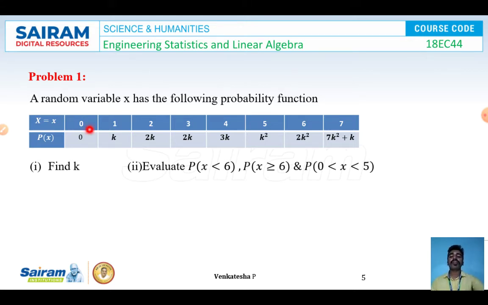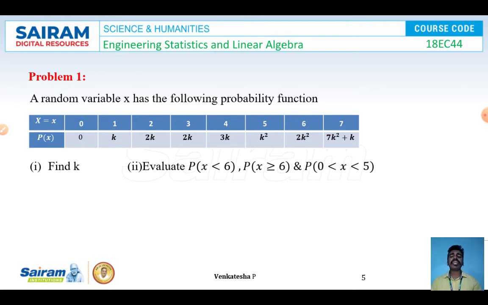At x is equal to 0, the value will be 0. At x is equal to 1, P of x will be k. At x is equal to 2, P of x will be 2k. At x is equal to 3, P of x will be 2k. At x is equal to 4, P of x will be 3k. At x is equal to 5, P of x will be k square. At x is equal to 6, P of x will be 2k square. At x is equal to 7, P of x will be 7k square plus k.